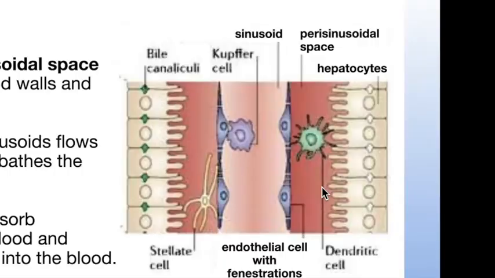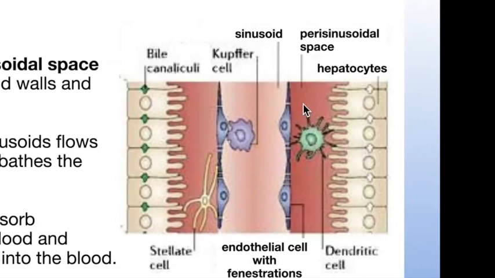And here's the zoom in. In the center of the zoom in is the sinusoid space with the blue endothelial cells on the outside. Note that the endothelial cells have fenestrations. Fenestra is a Latin word for windows. So when they say the cells have fenestrations, it's a fancy way of saying they have little holes, little windows in them.